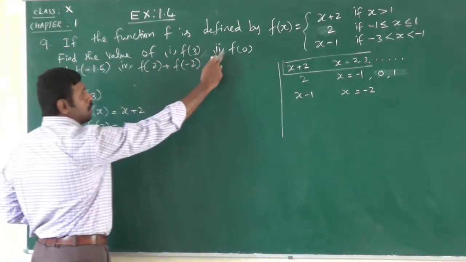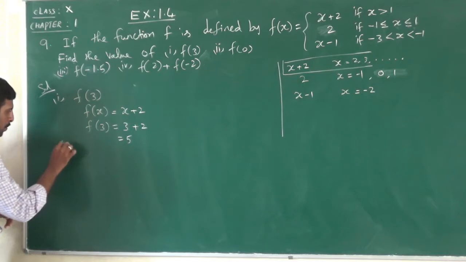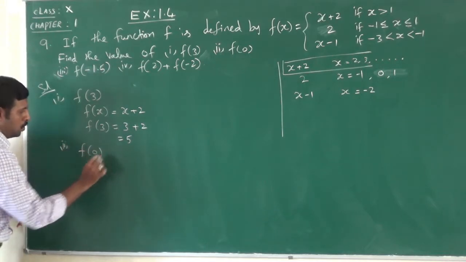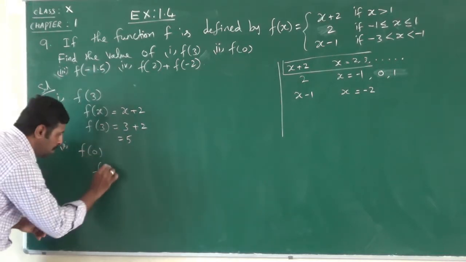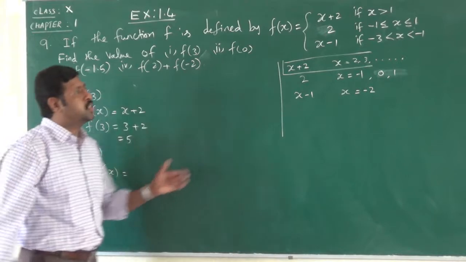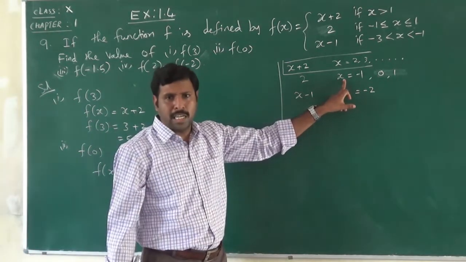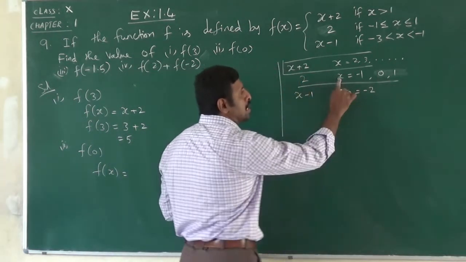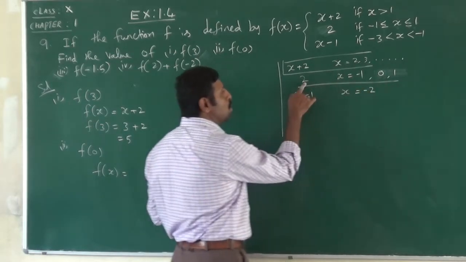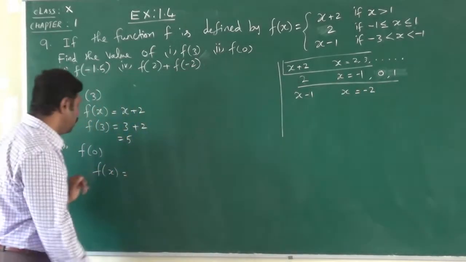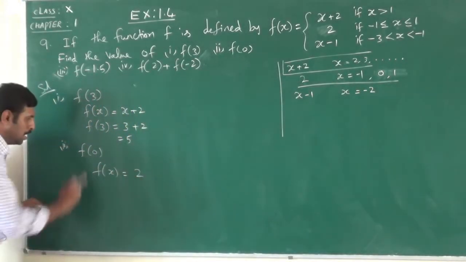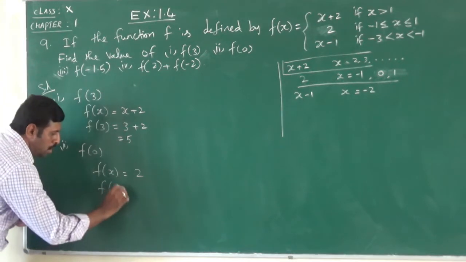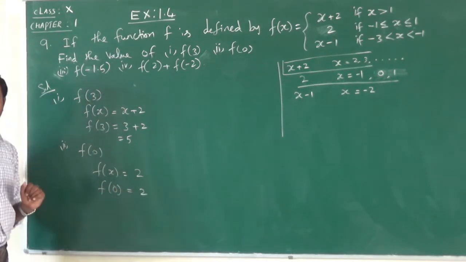Next Roman number, f of 0. Here the function f of x is equal to, where we get 0, see, in the second function, right? So x is equal to 0 means we have to use the function as 2. So f of x is equal to 2, then the function of 0 is equal to 2.